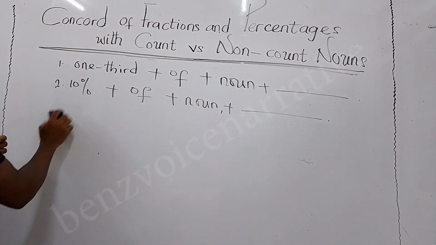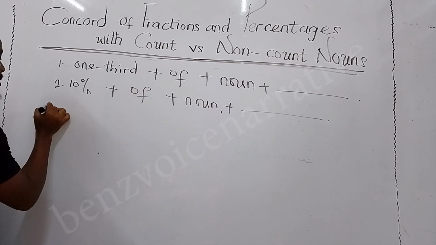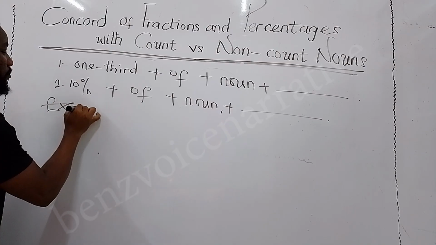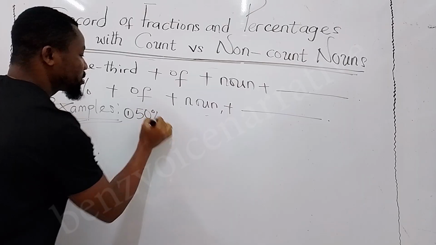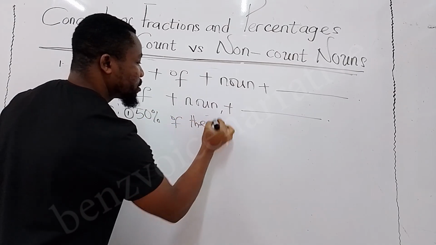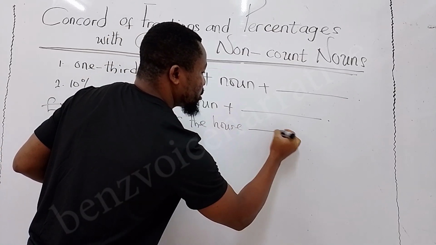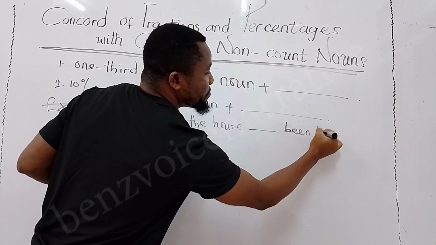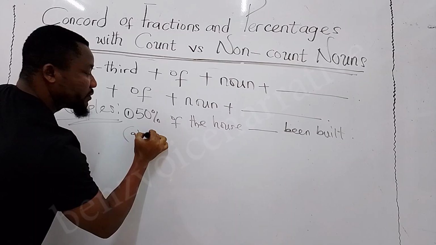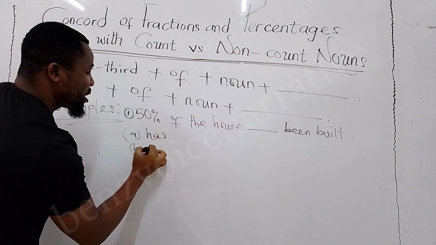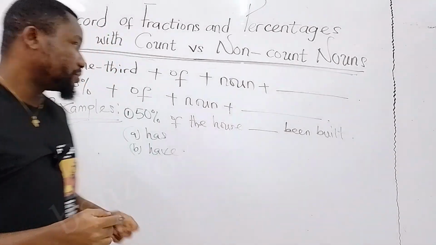So that is done about the first structure, which is the one that has to do with the concord of fractions. So let's go to the second structure, the one talking about percentages. So let's say examples. Fifty percent of the house dash been built. Option A, you have has, you have have. Let's look at this. Fifty percent of the house dash been built.